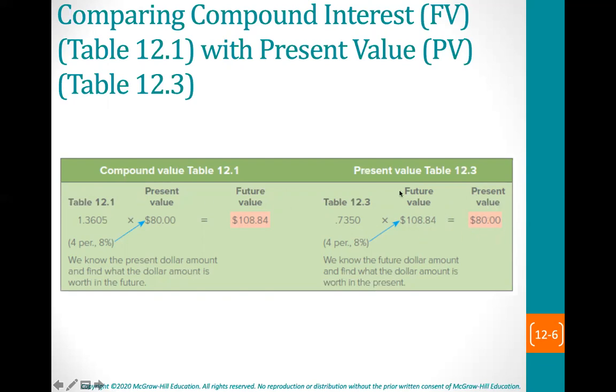So you see the difference in these tables. The first table takes you from the present to the future. Your table lookups are greater than 1 because you're adding interest to it. Present value table 12.3 has everything less than 1 because you're trying to go from a larger future value to a smaller present value.